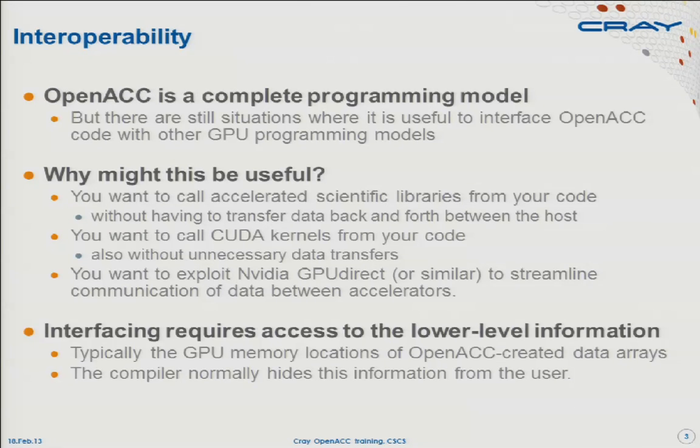OpenACC, you can do as much as you want to do. It's a complete programming model. But there are cases where it's useful to be able to interface with other GPU programming models and other things that are going on. Why would you want to do this? Well, if you're using libraries in your code, if you're running DGEMM and BLAS libraries, you don't want to rewrite that on the GPU. You want to use a library that's on the GPU, and you want it to process data that's on the GPU.